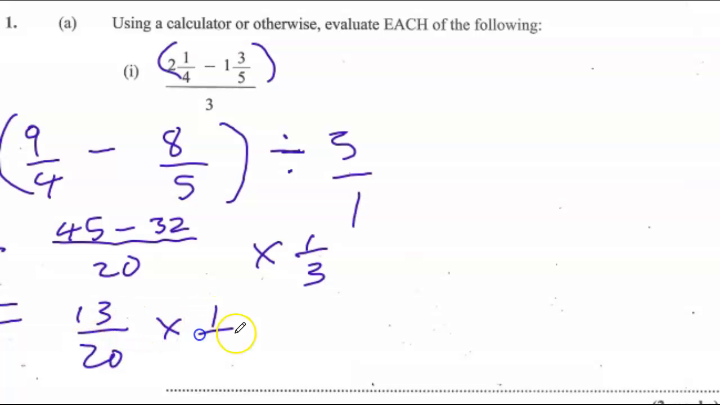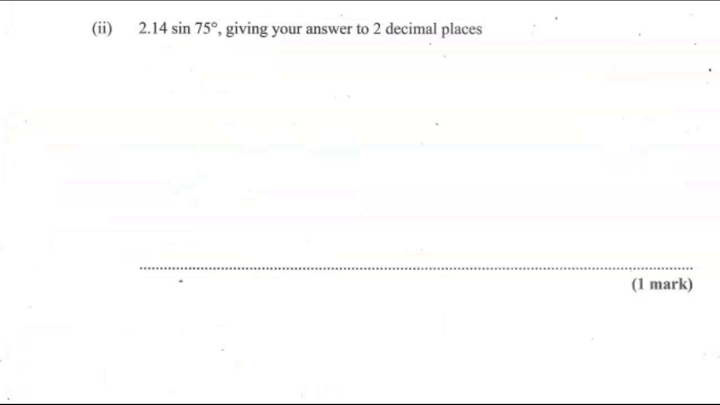times 1/3. Now multiplying two fractions, numerator times numerator, we get 13, and denominator times denominator, 20 times 3, we get 60. So our answer is 13/60. The other problem we can enter straight into our calculator, 2.14 times sine 75. That would be, to 2 decimal places, 2.07.